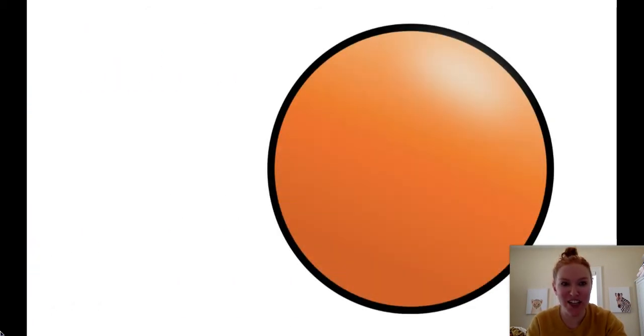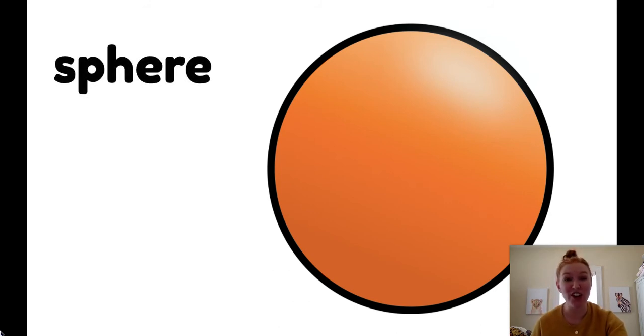The next 3D shape we're going to look at is this one. I know, it looks like a circle. You might be thinking, Mrs. Blatchley, that's just a circle. I know what a circle is. But it's hard to show what this shape looks like when it's flat on your screen. This is called a sphere.